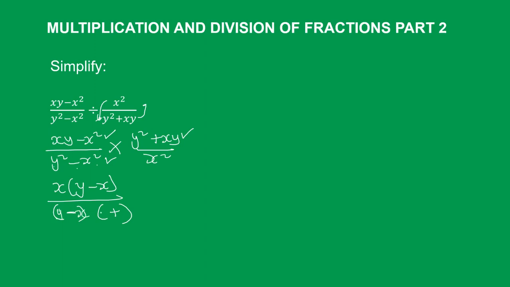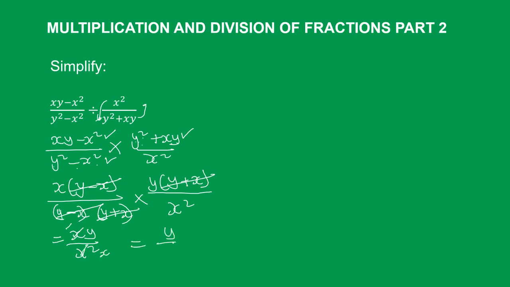We have x times (y minus x), then times y squared plus xy. The highest common factor there is y, so we factor out y: y squared divided by y is y, plus xy divided by y is x, then over x squared. y plus x divided by y plus x is 1, y minus x divided by y minus x is 1, and then we remain with xy over x squared. Then x divided by x is 1, x into x squared will remain with 1x, so the answer is y over x.